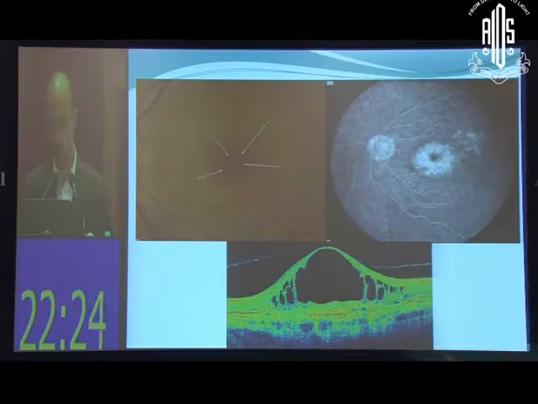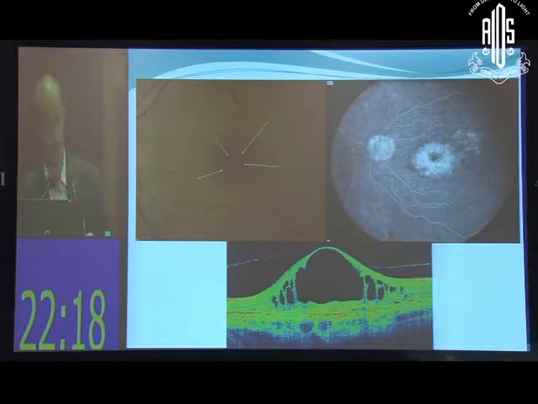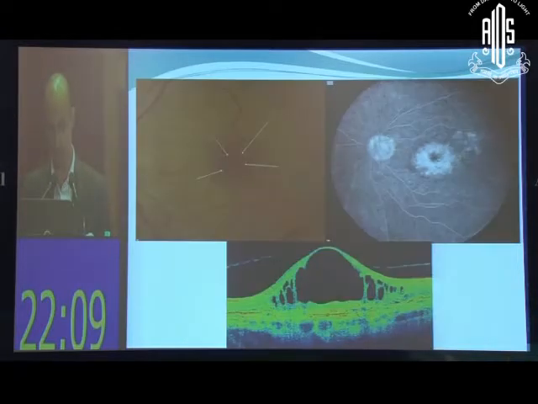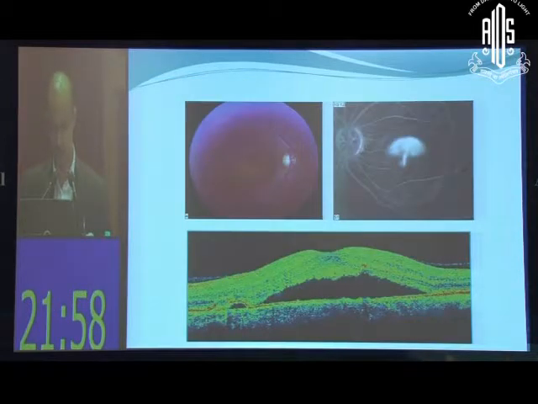Now this is a patient with cystoid macular edema post-cataract surgery, and you can see huge cystoid spaces and also a typical picture on the angiogram. And this is a patient having central serous retinopathy. Now here you should differentiate this central serous retinopathy from cystoid macular edema. So identify the cystoid spaces which are located in the inner layers of the retina, whereas in central serous retinopathy you have a serous detachment which is obviously located in the outer layer of the retina.